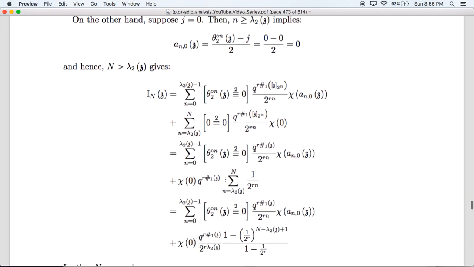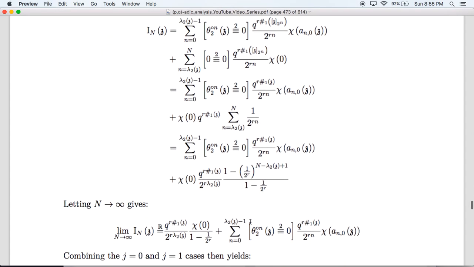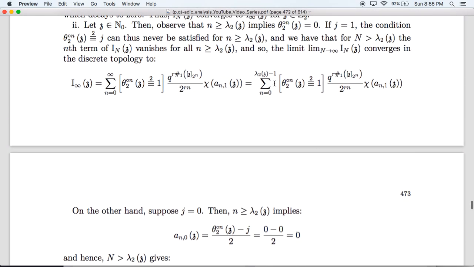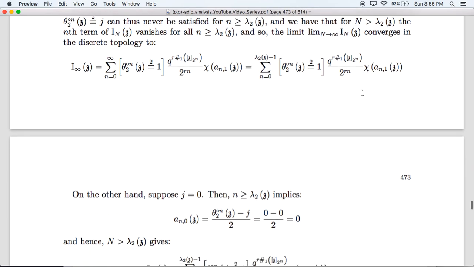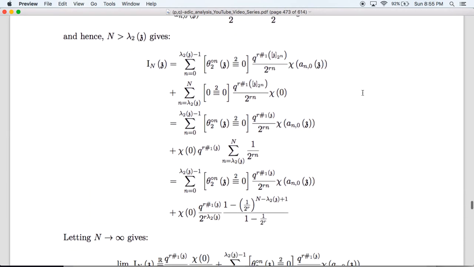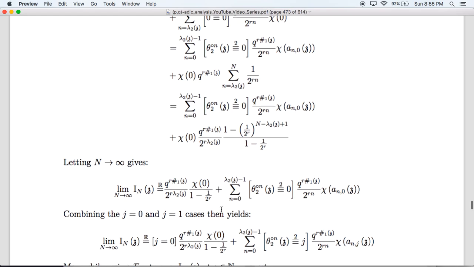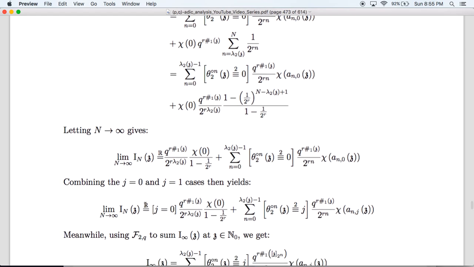Letting n go to infinity, this converges in the reals, the geometric series, and so we get the following. So this is the case when j is 0, and this is the case when j is 1. The only difference here is that the j equals 0 case has this extra term here, which we get by taking n to infinity here, so we can combine them into a single case by using an Iverson bracket for j equals 0.